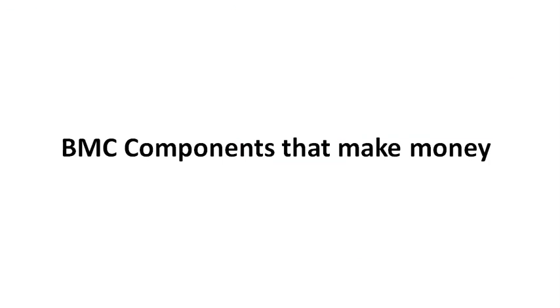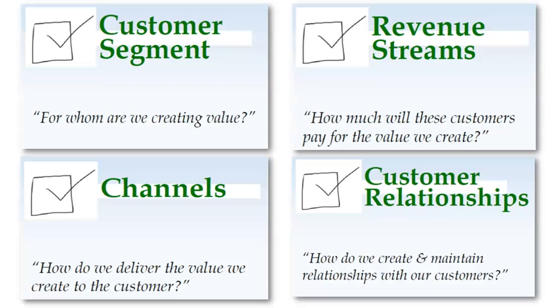Let's see the first category of BMC components. What are the components that make money? These are the components that make money. First, customer segment, which means for whom are we creating value? Second, the revenue streams. How much will these customers pay for the value we create? Third, channels. How do we deliver the value we create to the customer? Fourth, customer relationships. How do we create and maintain relationships with our customers?